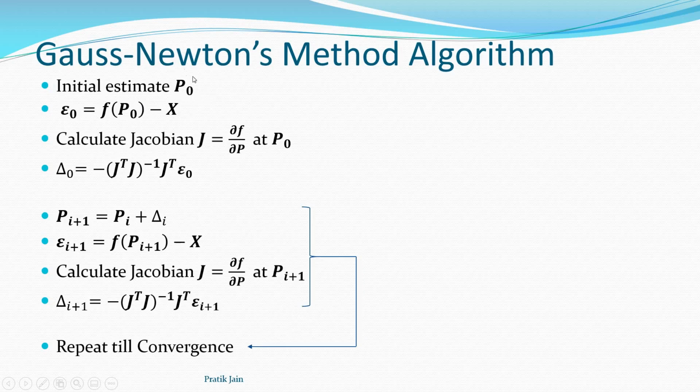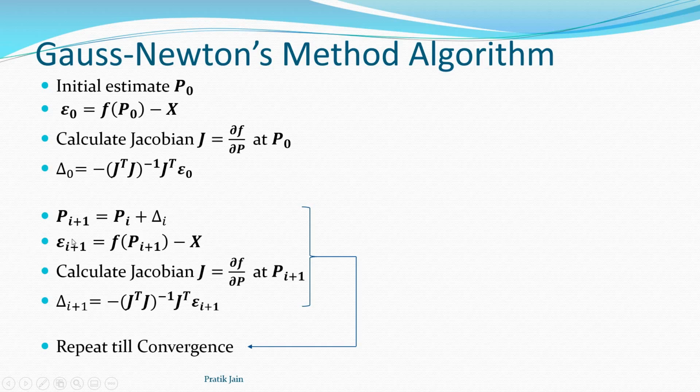First you will get an initial estimate p naught. With the p naught, calculate the error. Now calculate the Jacobian from this equation. You know f, so by differentiating f with respect to the parameters at p naught, you will get J, and put it into this formula, you will get the del naught value. When you are calculating the first iteration, p1, when i is equal to 0, you get p0 plus del 0. You got del 0 from here, you have p0, you just add them, you'll get p1.